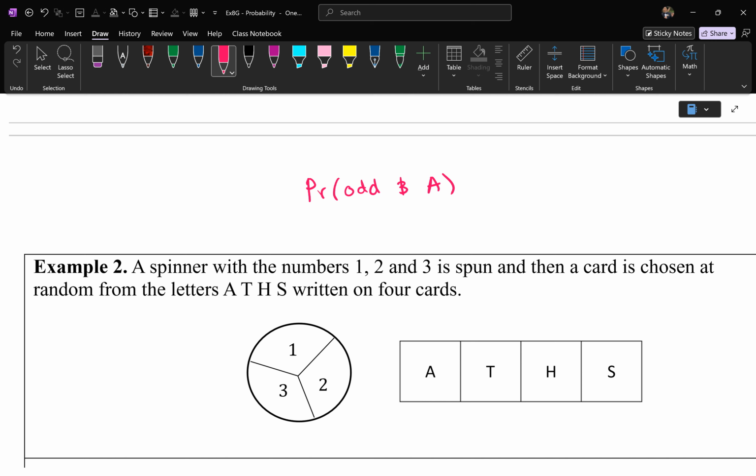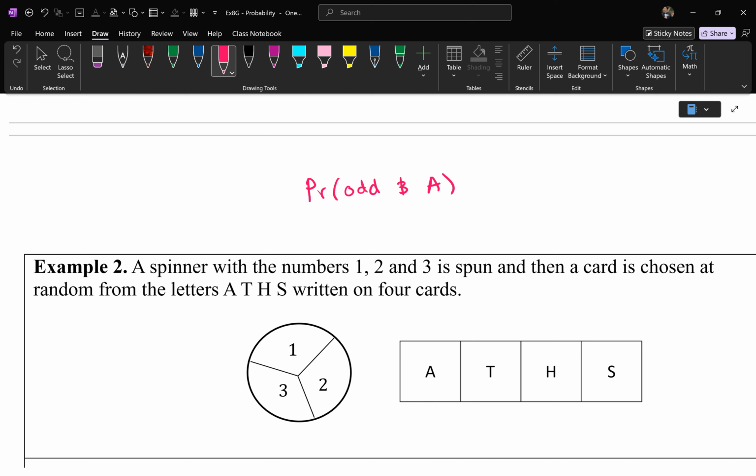This one, if I ask students right now, if you had to spin the spinner, there's going to be a number that pops up, and you have to randomly pick a card. What's the chances of you getting an odd and an A? That's a bit harder than just saying, what if I just picked an A? Because if I just picked an A, you would have said it's 1 out of 4. If I said, what's the chances of picking an odd number? You would have said 2 out of 3. But now I'm mixing 2 things together.